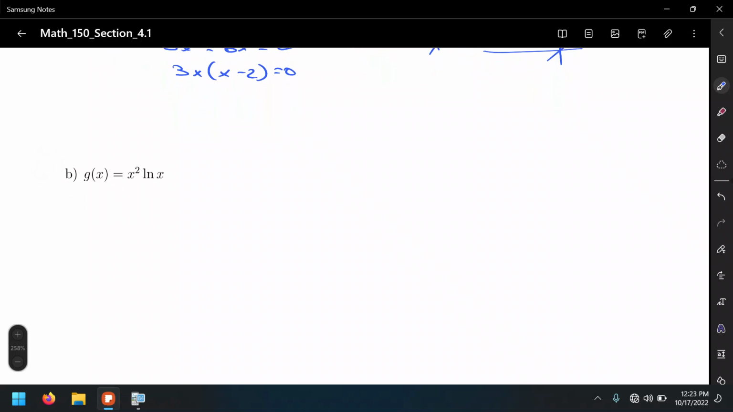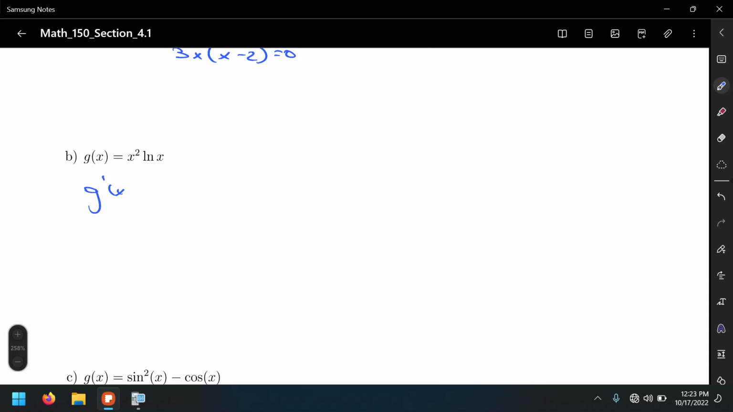g of x equals x squared ln of x. So we need to find the derivative and then set that derivative equal to 0 to find those critical numbers. Number one, to find the derivative of this function, any ideas on how to differentiate this one? Product rule. So let's write down what the product rule is. Product rule: (uv)' equals u'v plus v'u. That is the derivative of the first function times the second plus the derivative of the second function times the first function.